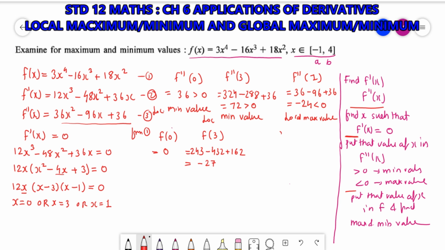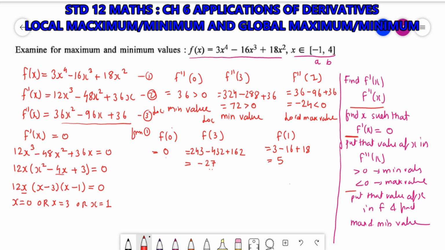Now the third one, f of 1. What is f of 1? So 3 into 1 raised to 4 is 3, minus 16 into 1 raised to 3 is 16, plus 18. So 18 plus 3 is 21, minus 16, that will be equal to 5. Okay, so the local minimum values are 0 and minus 27. The local maximum value is equal to 5.